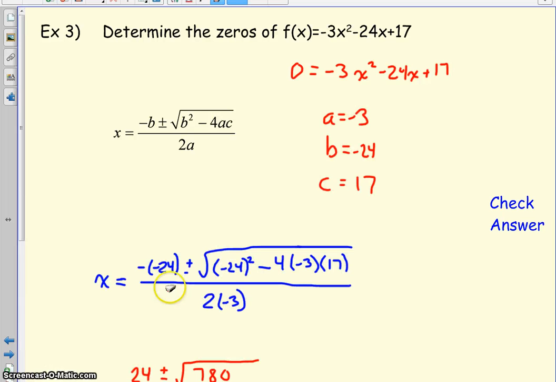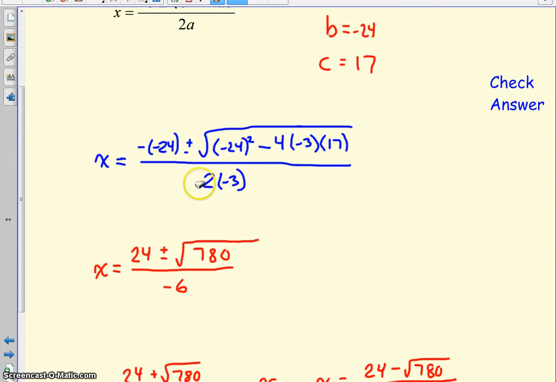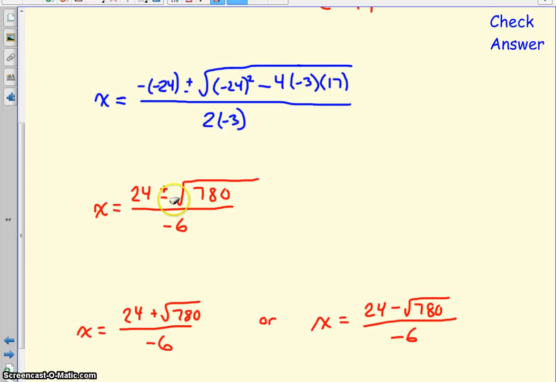Okay, let's take a look at our answers here. In this particular case, a is negative 3, b is negative 24, c is 17, which comes right from the coefficients from standard form. So I plugged those into the equation, simplified as much as I could. Negative b is negative 24, which is positive 24. Everything underneath the square root simplifies to 780. Remember, when you're squaring negative 24, you square the negative as well. That's a common mistake that tends to get made. And then I have negative 6 in the denominator.